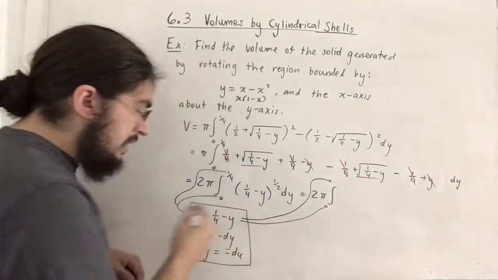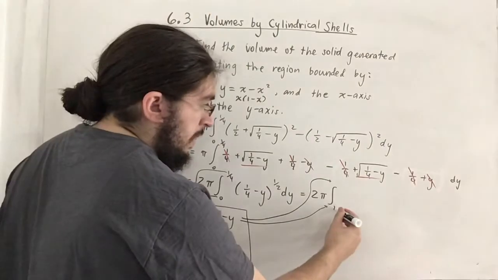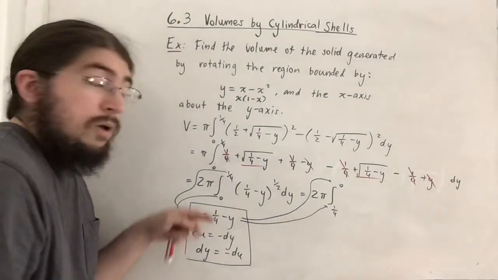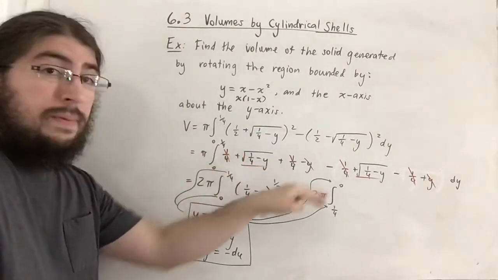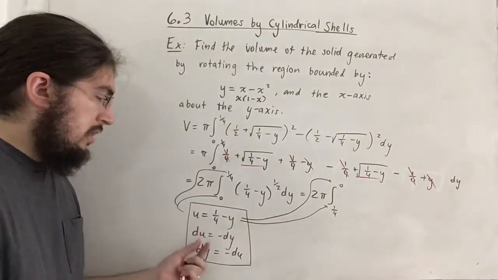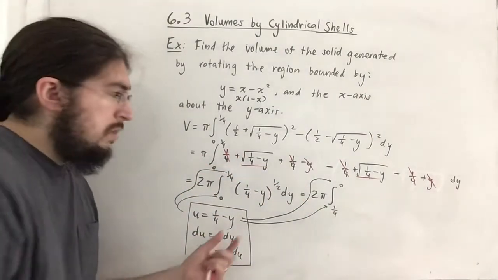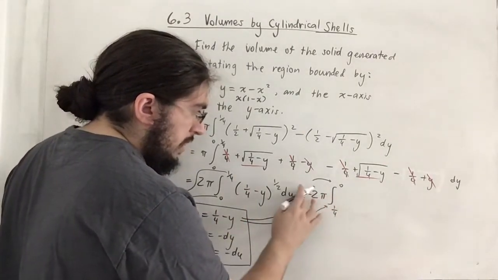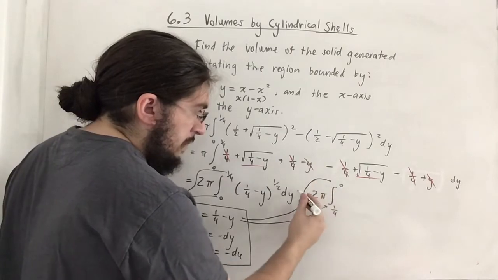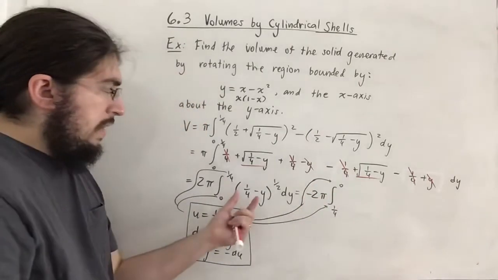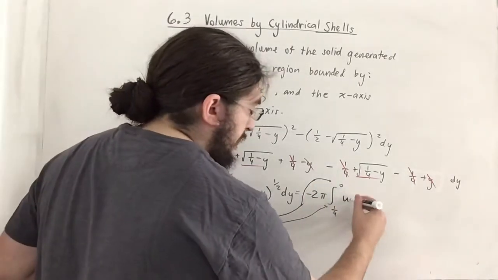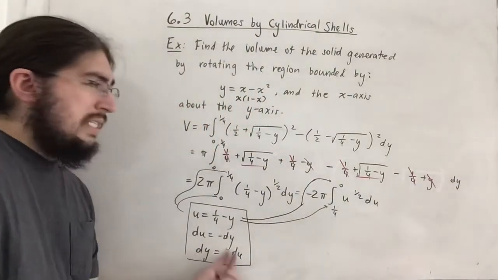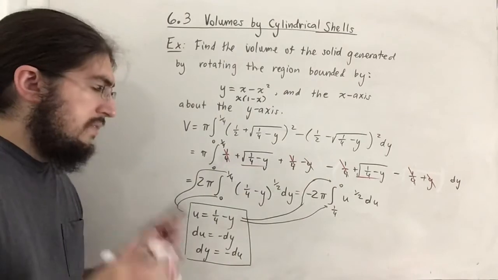So let's see, when you plug in 0, you get 1/4. And when you plug in 1/4, you get 1/4 minus 1/4, which is 0. So we indeed get actually a straight up swap of this, which is nice. dy is replaced with negative du, which we can pull the negative out, so I'll do that if you don't mind. So let me just kind of do this kind of maneuver. And now we have u to the 1/2 du. Because remember that dy is negative du, but we pulled the negative out, so that's fine.